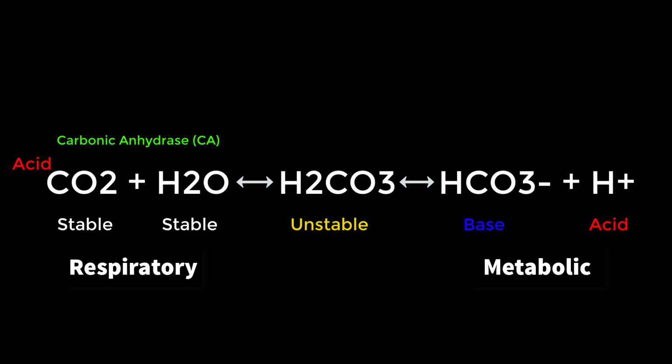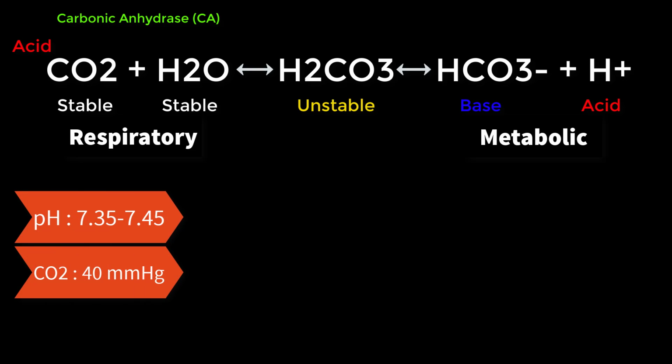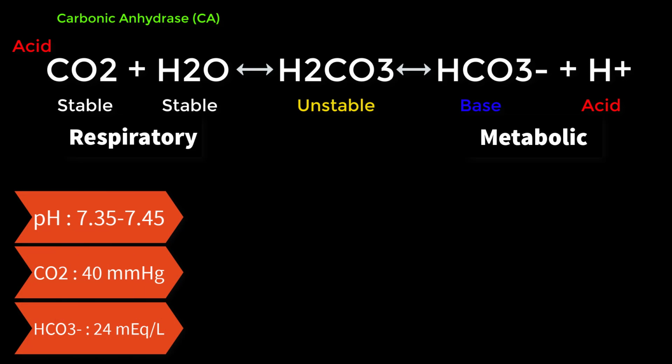Now let's apply this to some acid-base balance questions that you see on a test or in a hospital setting. In order to discover whether something is being added or taken away to the equation, we have to know some baseline numbers. The normal pH in the human body is about 7.35 to about 7.45. The normal CO2 amount is about 40, and the normal bicarb amount is 24.